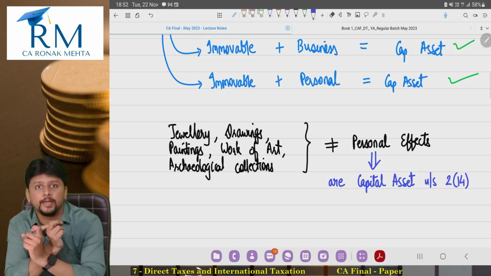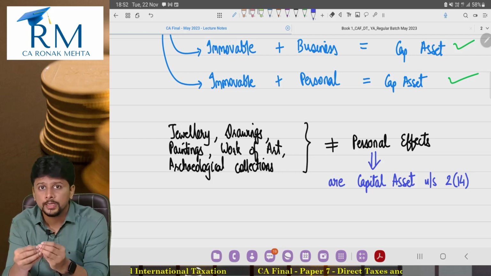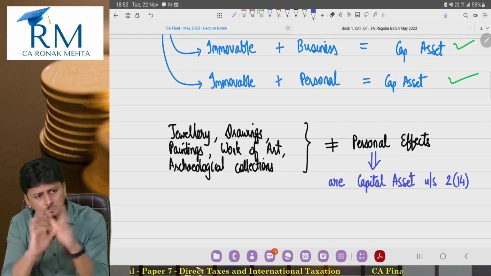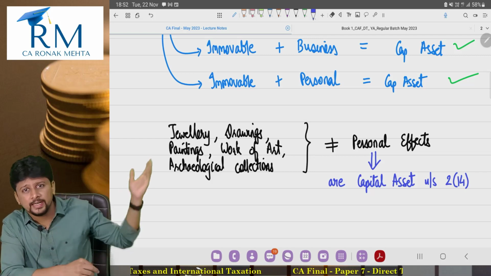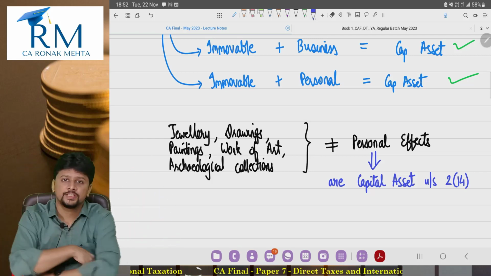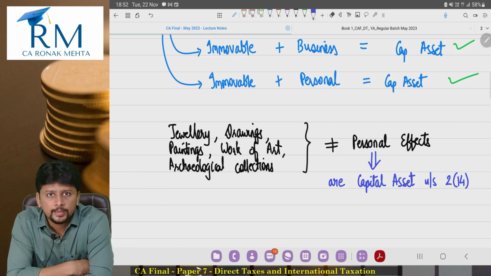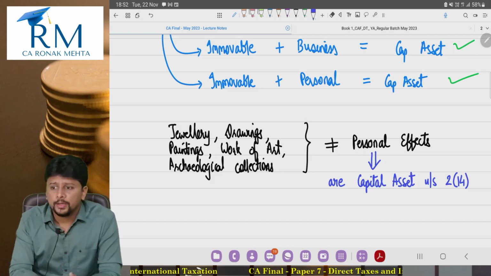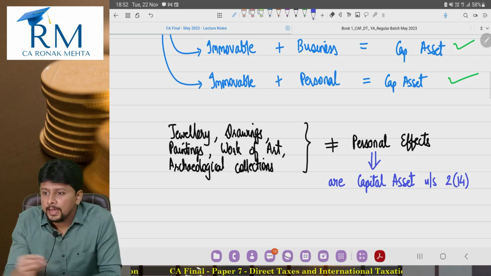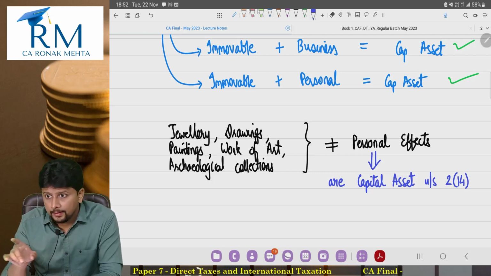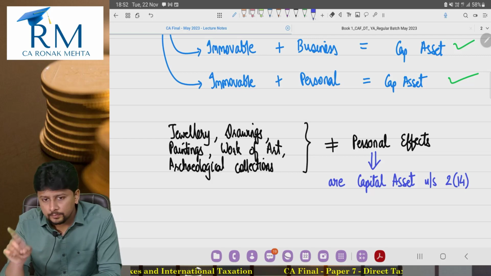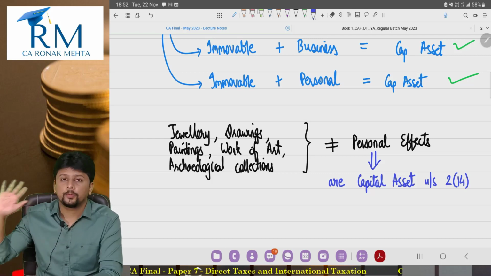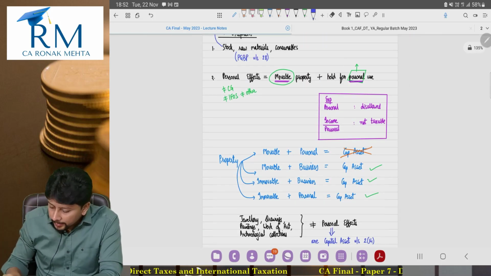Jewelry has ornamental value. It's made out of gold, silver, diamond, ruby, stones, platinum. Jewelry's value will appreciate over time. It's very much possible that I have purchased jewelry 10 years ago for 60,000 and today I'm able to sell it for 6 lakh rupees. That's because of the ornamental value involved in it, because of the gold, diamond, etc. in it. Drawings, paintings, work of art, artistic value, archaeological collections, antique value. These are movable definitely. Held for personal use definitely. But they will generate super duper profits when sold. And now government wants to tax that profit.